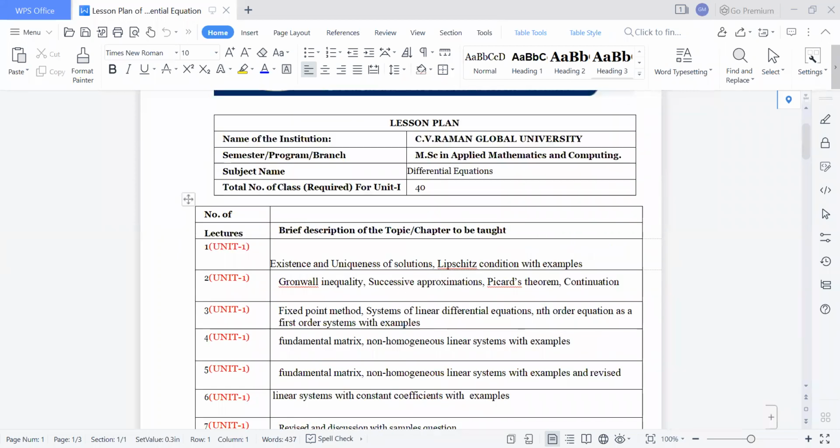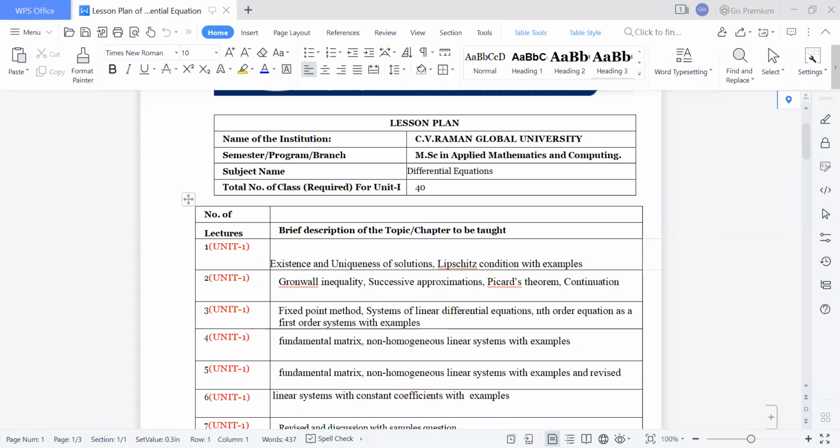Today we'll discuss Picard's law, Picard's method of approximations. It is one type of process of solution for differential equations. ये एक प्रोसेस है डिफरेंशियल इक्वेशन का सॉल्यूशन करने के लिए.